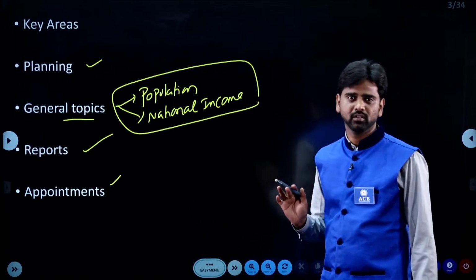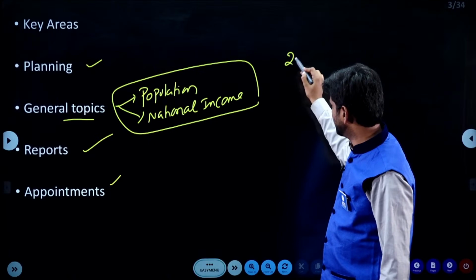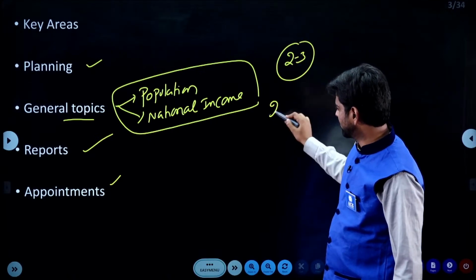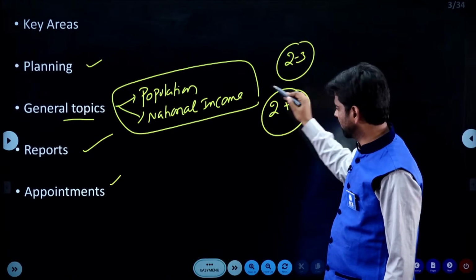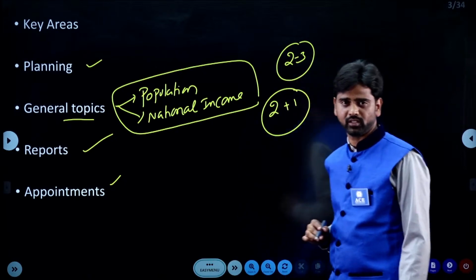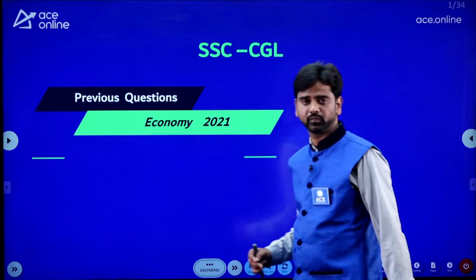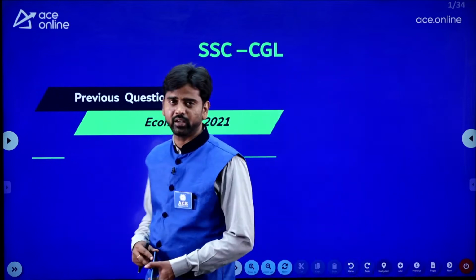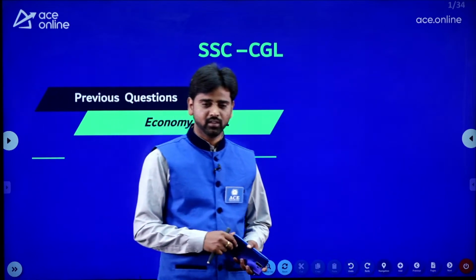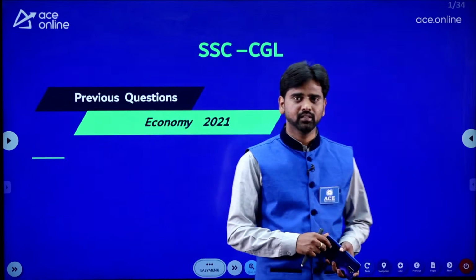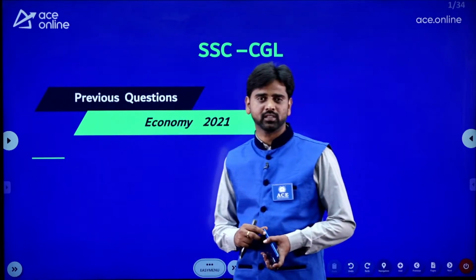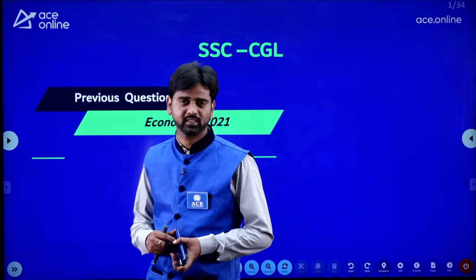It's enough for us. Since we have only 2 or 3 bits, and 2 bits are direct, one is the current affairs related bit, guys. So focus on this one. I have just given a brief idea about the previous year's questions which were conducted in SSC CGL 2021. For those who are seriously preparing for this SSC CGL, from ACE Online.